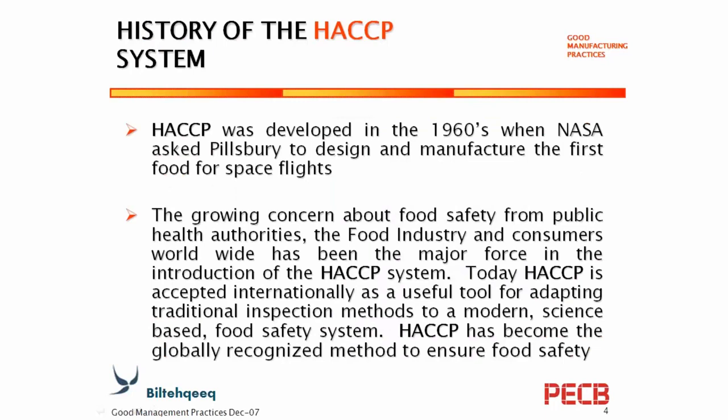As I have already told you, good manufacturing practices is based on HACCP, so to understand good manufacturing practice, we should be very familiar with HACCP. HACCP was initially started in 1960 when NASA asked Pillsbury to design and manufacture the first food for space flights. Today there is a growing concern about food safety from public health authorities, consumers, the general public and government authorities. All are very conscious about the food safety management system. So we have to follow the HACCP plan to manage our supply chain in a way that no hazard will interfere.